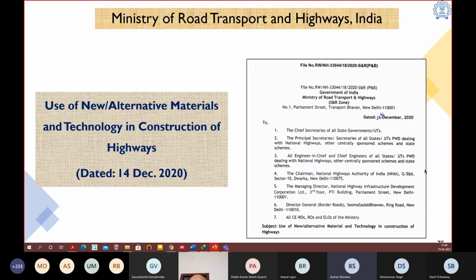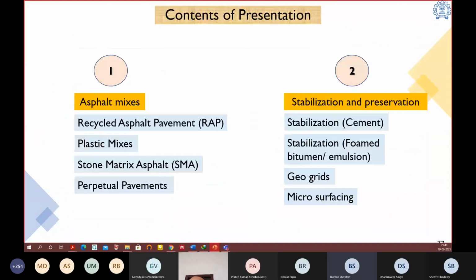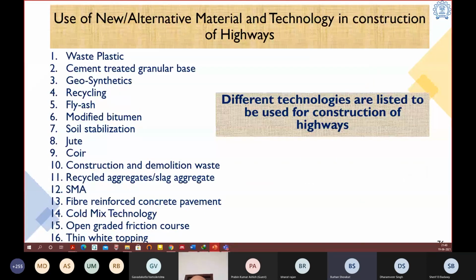They have put out this circular, and the subject line is the use of new alternate materials and technology in construction of highways. This circular is dated 14th of December 2020. The materials listed in this circular have been put forth by MORTH, and MORTH is encouraging the adoption of such alternate materials for the construction of pavement. This is from the point of view of both economy as well as sustainability.